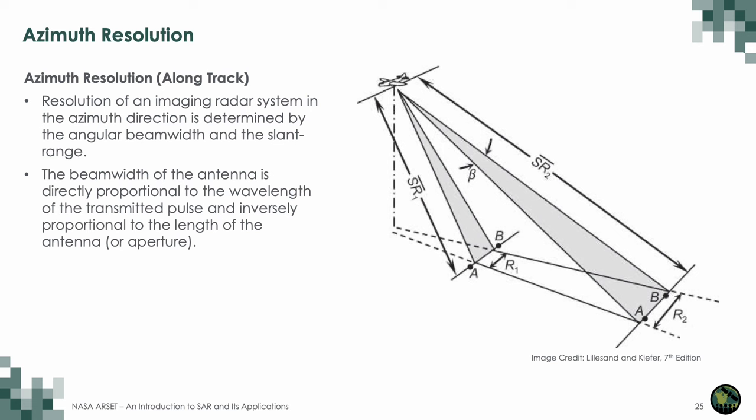15 meters in length. So to overcome this size limitation, the forward motion of the platform and signal processing based on the Doppler effect of the backscatter echoes are used to synthesize a very long antenna and therefore increase the azimuth resolution.